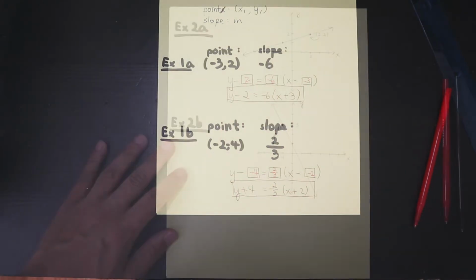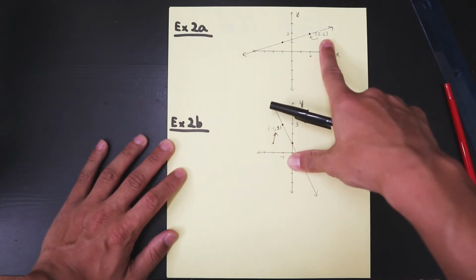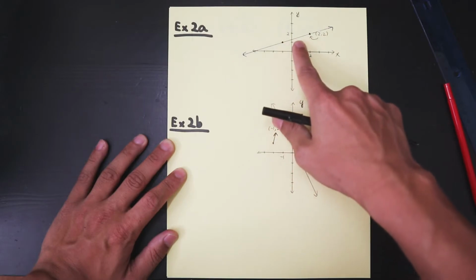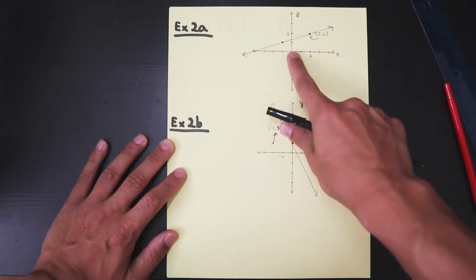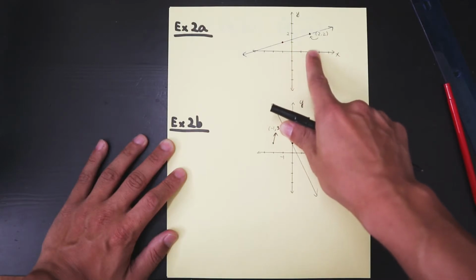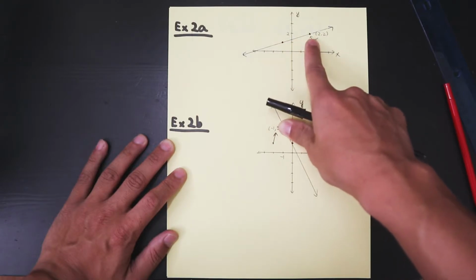Well, in example 2a, we're going to learn how to write an equation from a graph. So in this graph, as you can see, we have a point which is 2, 2, and I labeled it because it's starting from the origin. You move 2 to the right and 2 up. And then from here, we have to find out what is the slope of this graph, right?